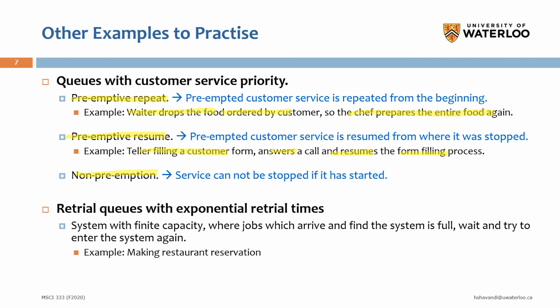And retrial queues with exponential retrial times. Here, if the system and the queue is full, the arrivals won't leave the system. They may wait somewhere else, I mean, not in the system, but they will come back again to check if there is any room to join. For example, making a restaurant reservation. So if we have this kind of behavior for customers, we need to consider this behavior by its distribution in the system.